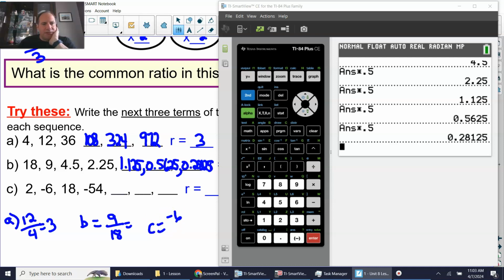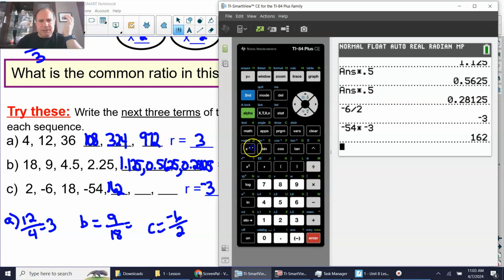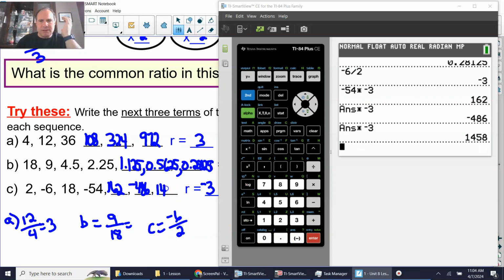So C, I'm going to do -6, the second number, divided by 2, the first number. And that is -3. So I'm just going to put the R as -3. And obviously 2 times -3 is -6. -6 times -3 is 18. And that's it. So I'm just going to put -54 times -3. It should be a positive number. It is 162. 162 times -3 is -486. -486 times -3 is 1,458.